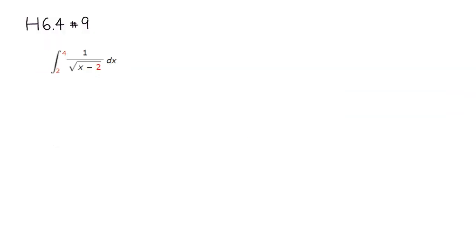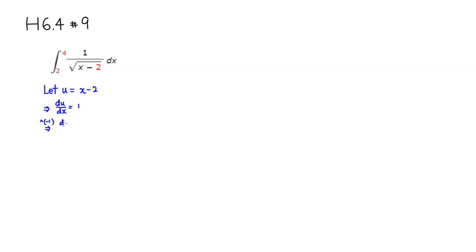First, to make it look a little bit better, I'm going to do a substitution. You don't have to actually, but I'm going to go ahead and do it. Let u be x minus 2. Then go through the usual drills. Take the derivative of u with respect to x, which is equal to 1. And take the reciprocal of both sides.